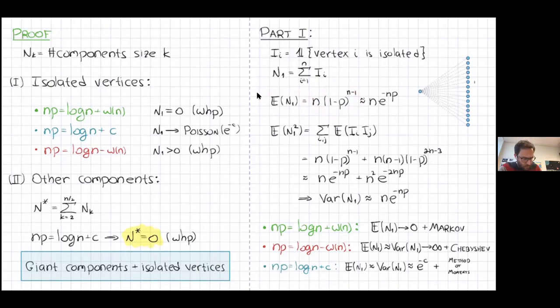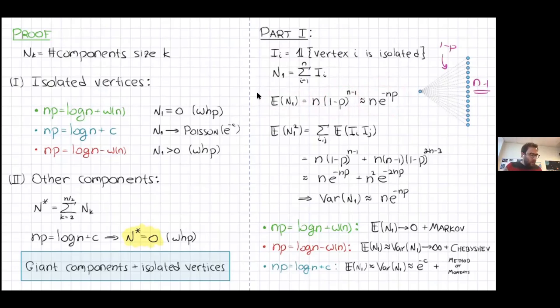right, you have n minus 1 candidates, n minus 1 potential neighbors, and you want each of them not to connect with your vertex, and the probability for each edge not to be present is 1 minus p, so you have to multiply those probabilities. In the regime we're studying, this can be approximated by n times e to the minus np.